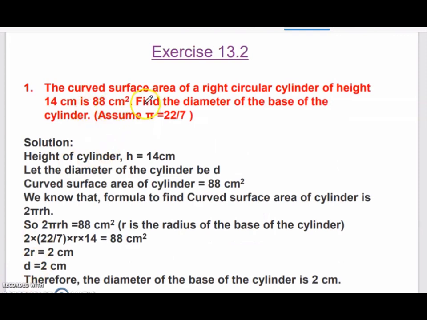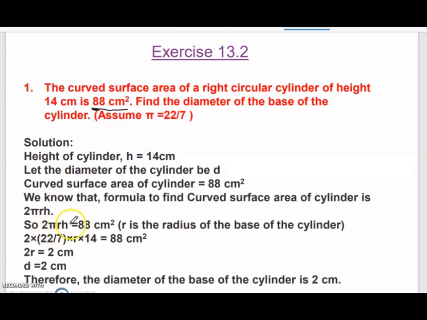So the curved surface area, this is the first question of exercise 13.2. The curved surface area of a right circular cylinder of height 14 centimeter is 88 centimeter square. Find the diameter of the base of the cylinder. So the curved surface area is already given as 88 centimeter square. That is 2 pi r h. That is the formula for the curved surface area. This is already given as 88 and height is given as 14. So this is h and this is 2 pi r h. So with that you can find the radius.